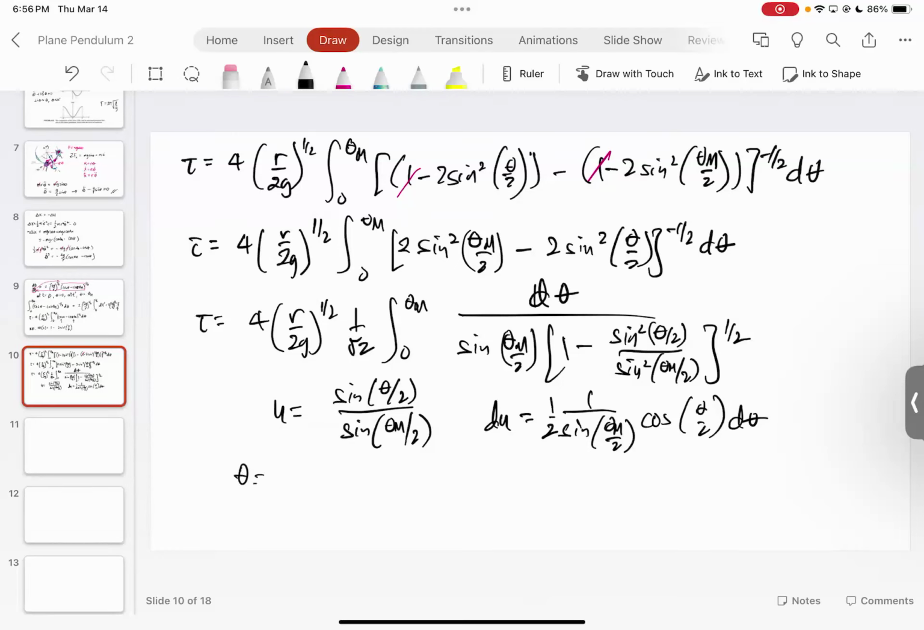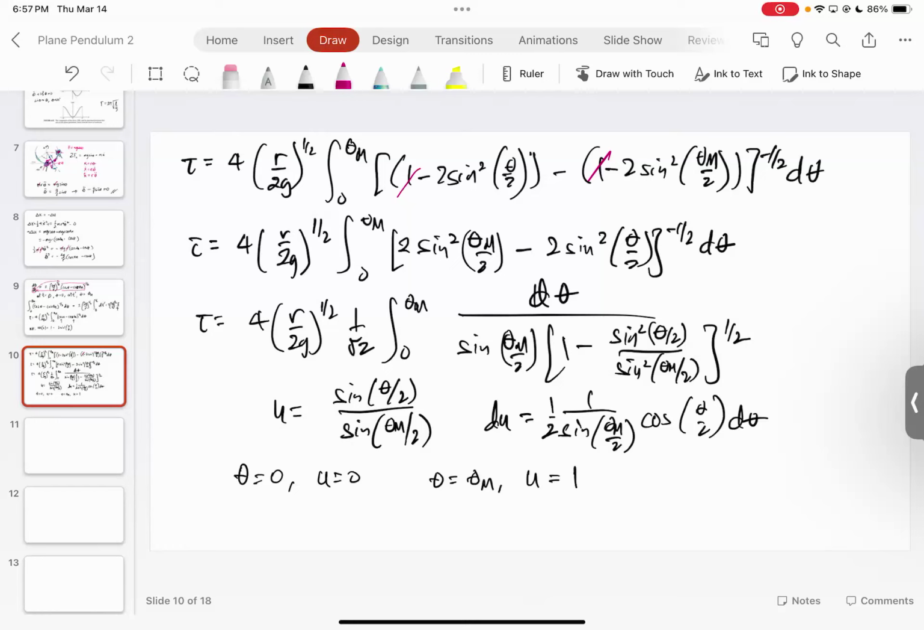Pag ang theta is equal to 0, ano ang u? From here, u is equal to 0. Okay. And pag theta is equal to theta sub m, replace yung theta by theta sub m, u is equal to 1. Right? Kasi sine theta sub m over 2 divided by sine theta sub m over 2. So mas malinis na tignan yung integration natin kasi 0 to 1 lang siya.